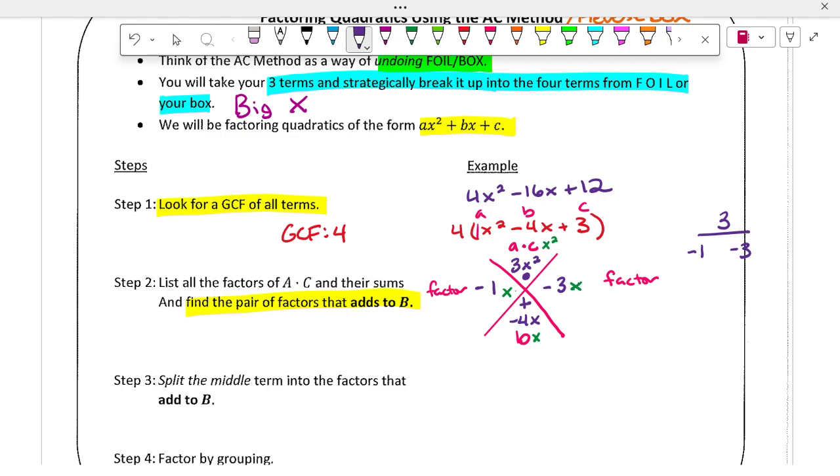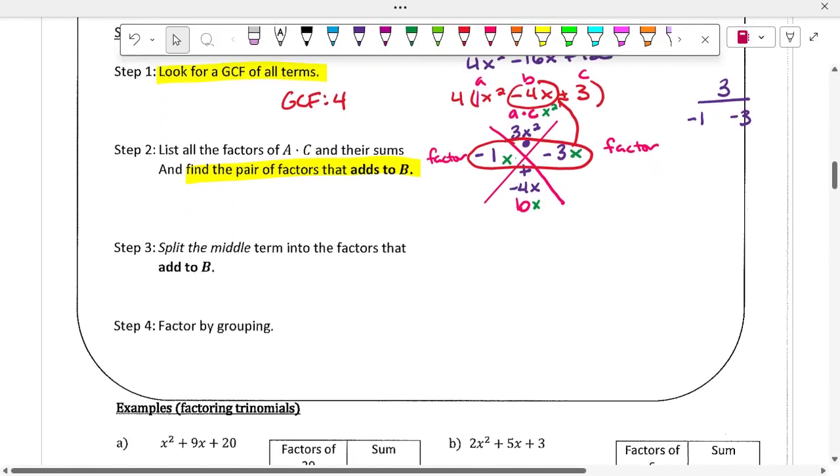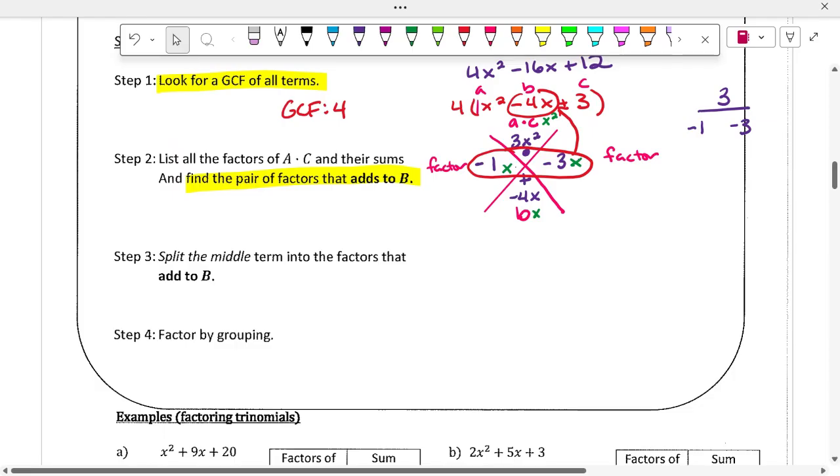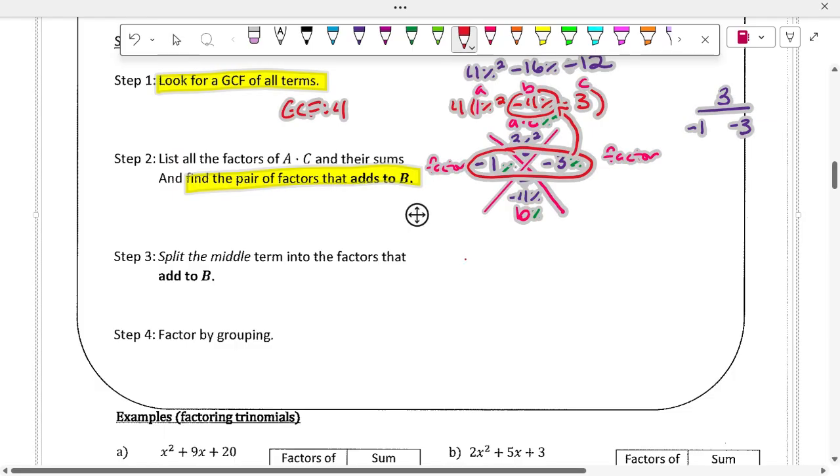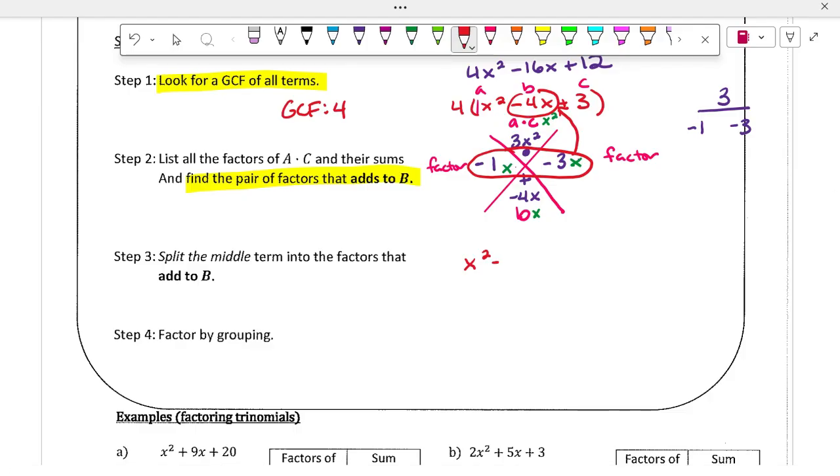Now, from here, we're going to split the middle term using our 2 factors. So I'm going to take these 2 factors. This is why I wrote x's after them. And I'm going to use them to replace the -4x. Essentially, I'm turning this into a factoring by grouping problem. So I have x squared minus 1x minus 3x plus 3. And again, it doesn't matter which way you do it. All right.